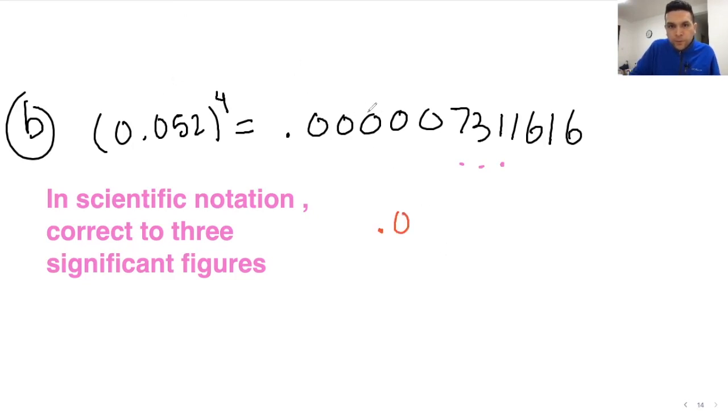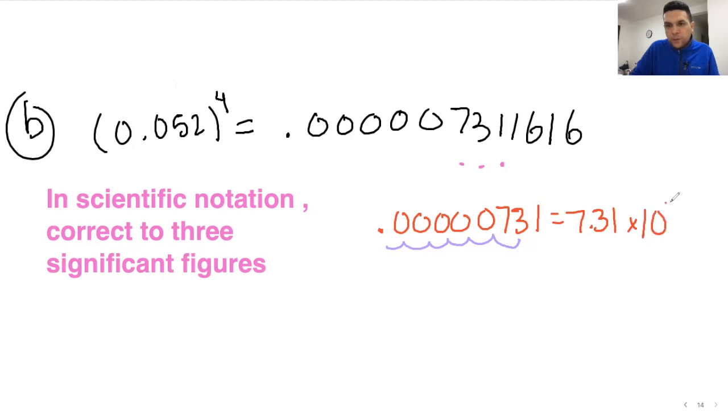So these 3 significant figures would be 0.00000731, and that's it. This is this number to 3 significant figures. Now, they're also asking for the number in scientific notation. So now we have to move this decimal place to the right. And how many places do we have to move it until we make a number between 1 and 10? Let's see. 1, 2, 3, 4, 5, 6, right? 7.31. So this would be 7.31 times 10 to the negative 6. All right.